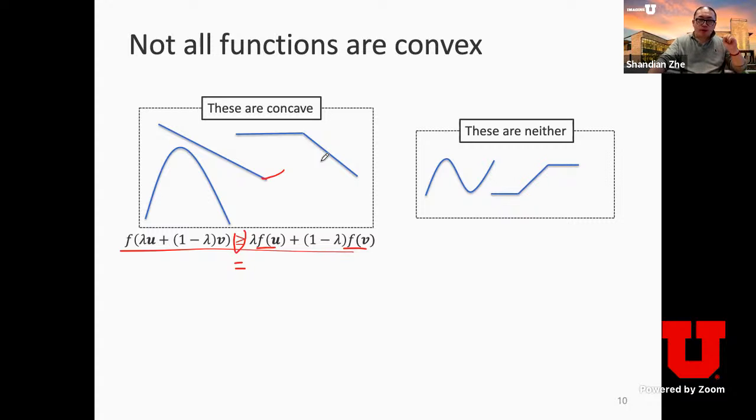But there can be some functions that are neither convex nor concave, like this. This function looks like sine or cosine functions. They are not convex, they're not concave. Or this piecewise function is not convex or concave. So basically, convex functions or concave functions only include a very small set of functions. They do not represent all kinds of weird and rich functions.